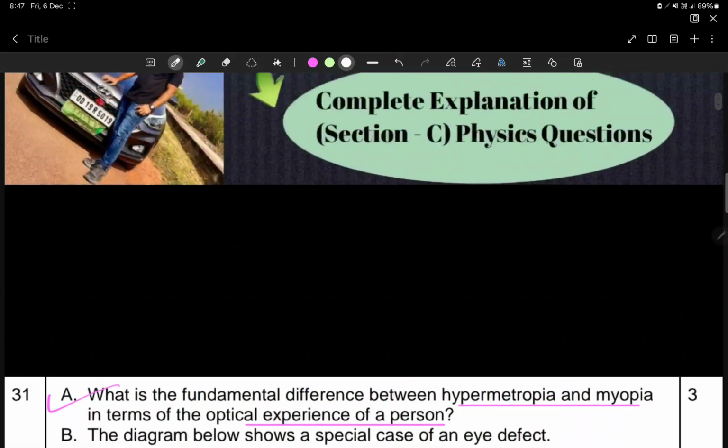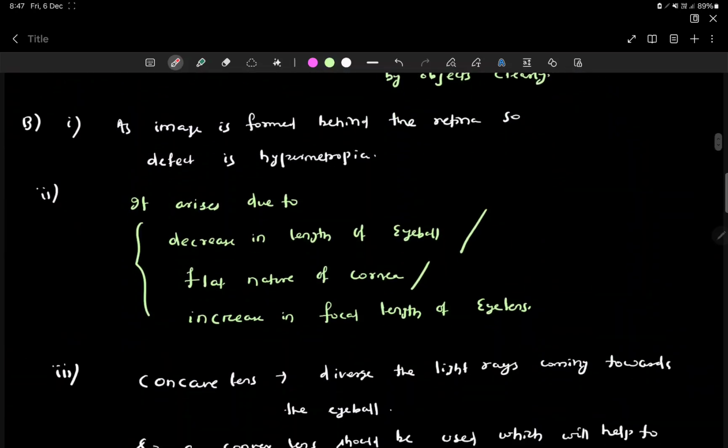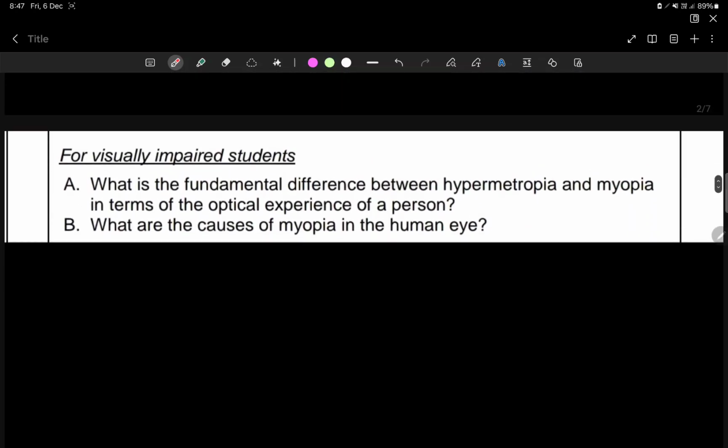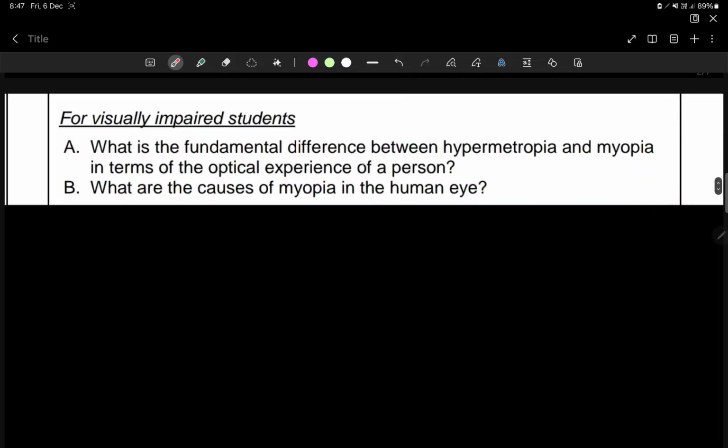So with this we have completed our question number 31. I hope it is clear to all of you. Next, there is another question for visually impaired students. It is given: what is the fundamental difference between hypermetropia and myopia in terms of the optical experience of a person? Already we have discussed this in the above question. And what are the causes of myopia in the human eye?